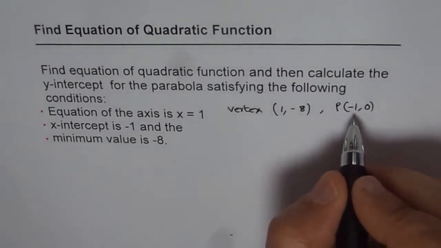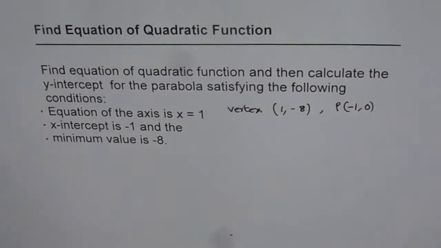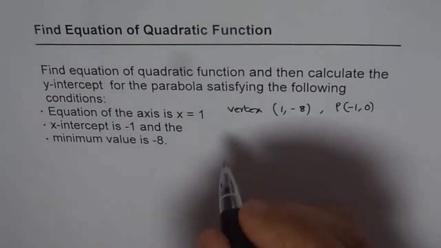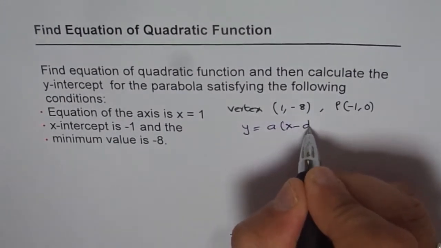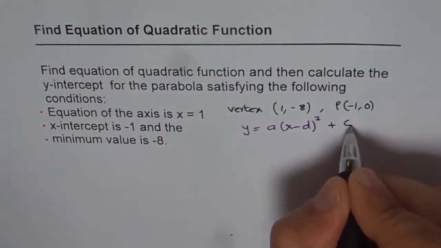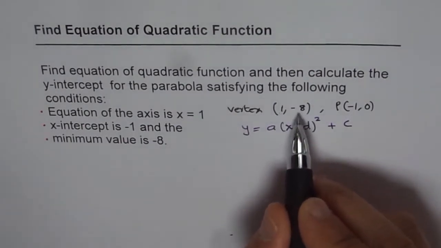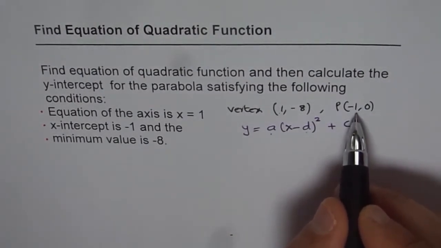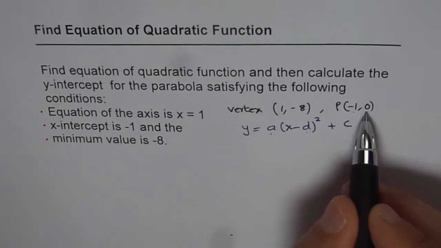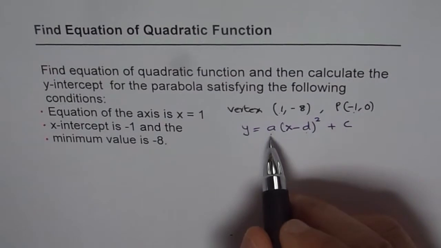So we are given 2 points on this parabola. And if we use the vertex form, we can write down the equation of our parabola. Vertex form means that equation is of this form: y equals a times (x minus d) whole square plus c. Now in this case, d is 1, c is minus 8. We can find the value of a by placing the point value, which is x of minus 1 and y of 0. Right? So substitute these values in the equation and calculate a.